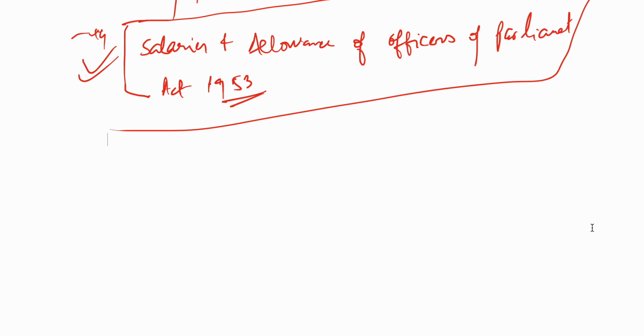The function of the vice president. The vice president of India shall be an ex officio chairman of Rajya Sabha. He is an ex officio chairman of Rajya Sabha. Article 64. His normal function is to preside over meetings of the Rajya Sabha. Second thing, he is not a member of the Rajya Sabha, therefore he does not vote in general.